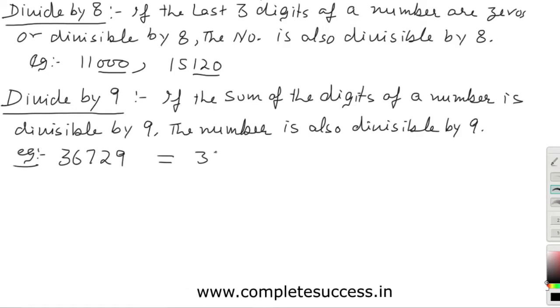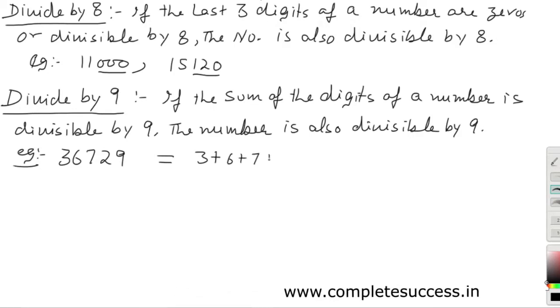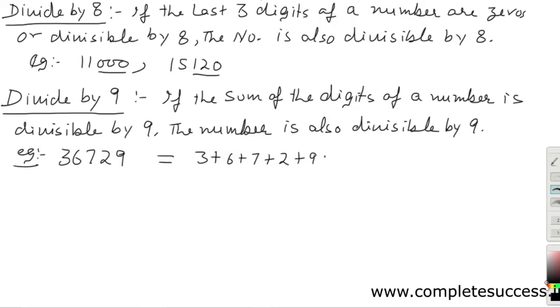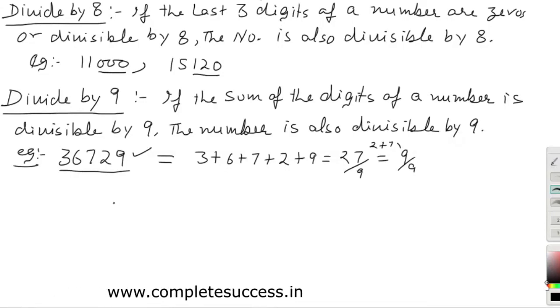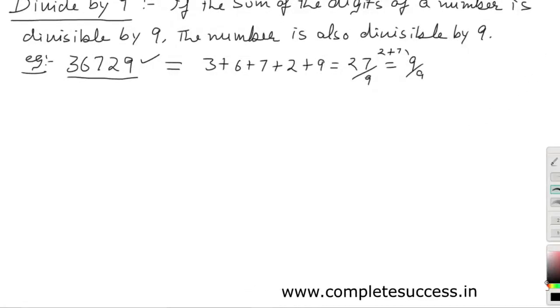So we'll take 3 plus 6 plus 7 plus 2 plus 9, which equals 27, which equals 9. Is it clear? You can say directly 27 is divisible by 9, or you can still say 2 plus 7 is 9, which is divisible by 9. So this number is divisible by 9. 9 and 3 have the same formula.